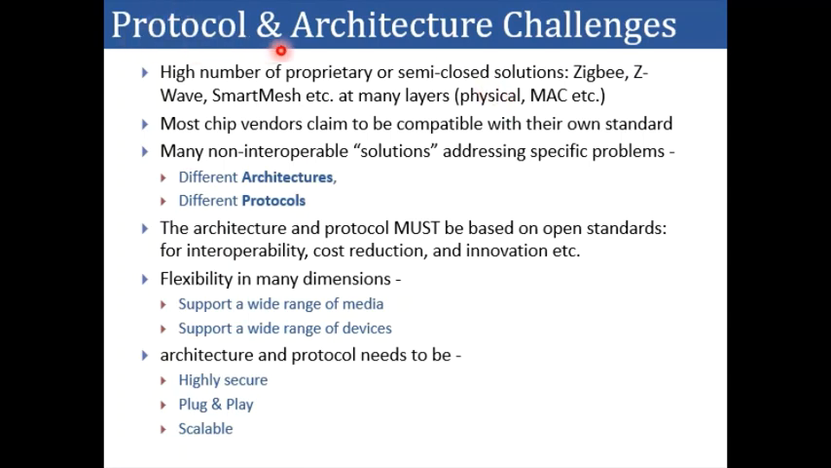Now, what are the current challenges which have led to the development of 6-LoWPAN? So the first challenge is the high number of proprietary and semi-closed solutions such as ZigBee. ZigBee falls under semi-closed solution where the MAC and physical layer is IEEE 802.15.4 layer, while the network layer is a proprietary solution given by ZigBee Alliance.